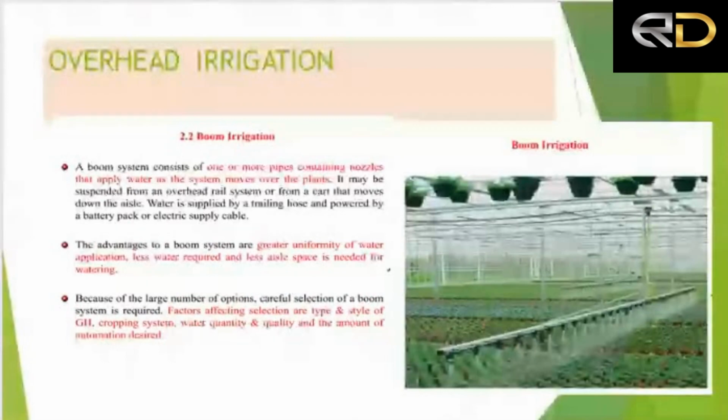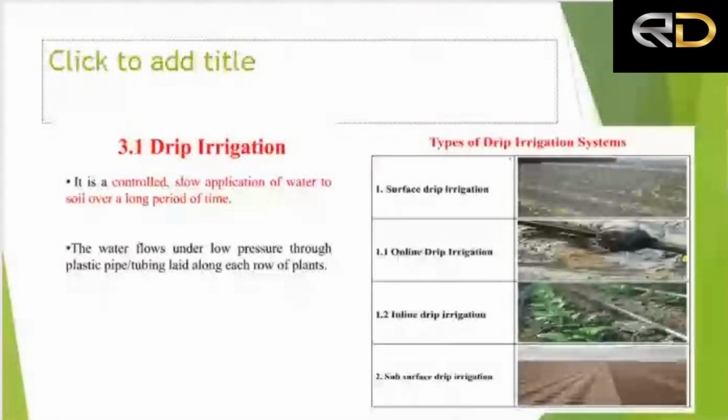Because of the large number of options, careful selection of a boom irrigation is required. Factors affecting selection are the type and style of greenhouse, which crop you have chosen, the water quality, and the amount of automation desired. And after that, we have the drip irrigation. In drip irrigation, we all know, it is the precise use of the water.